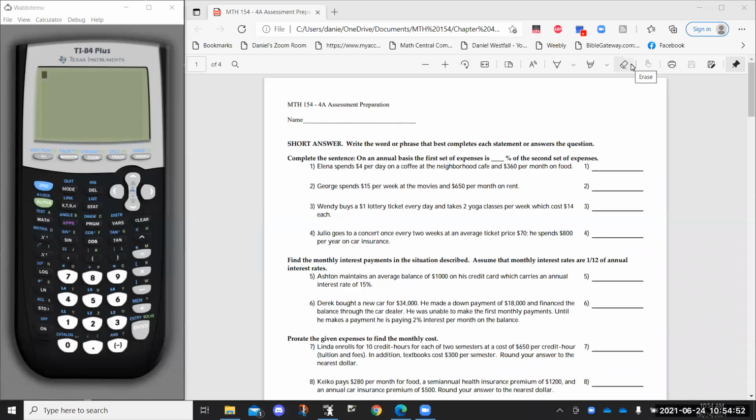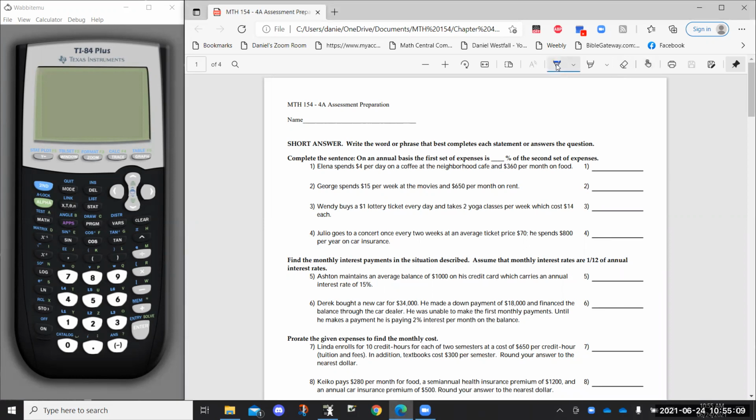Hello, everyone. Let's go ahead and look at assessment preparation for 4A. And I'm going to move this down here and grab my pen from here.